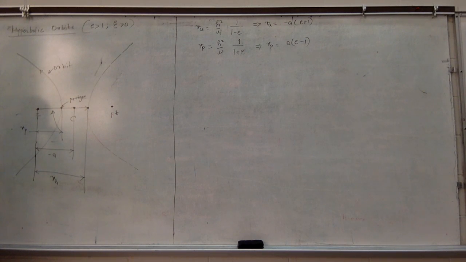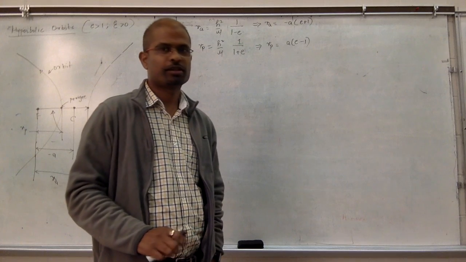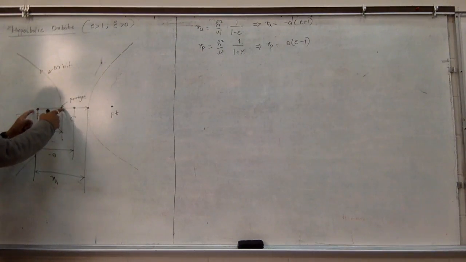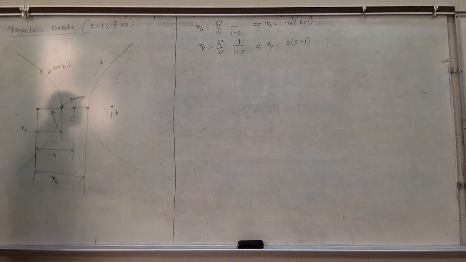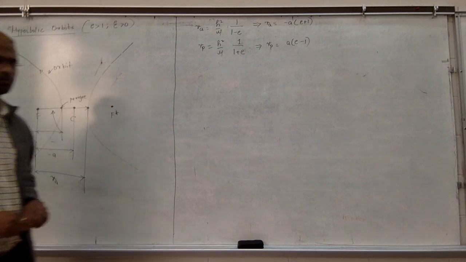What does RA stand for? It's the radius. It's the distance. It's the farthest distance. RA is just like this is RP. It's the apogee radius and the perigee radius.